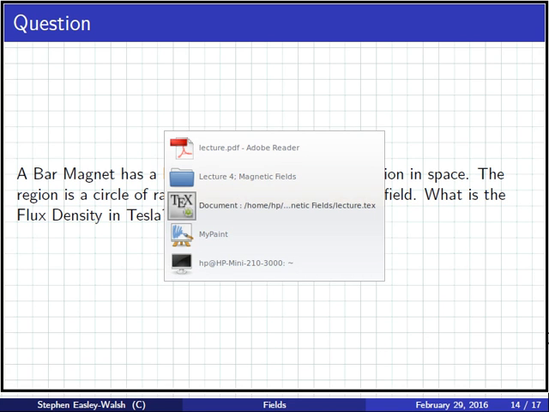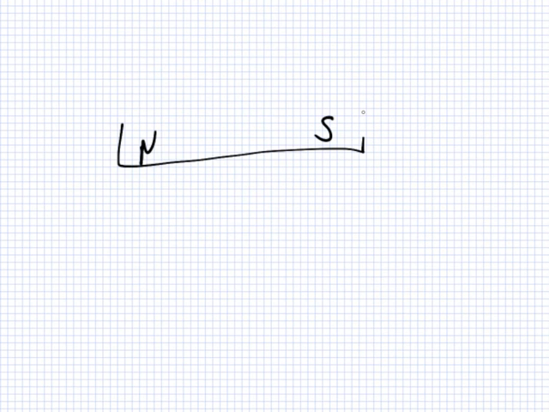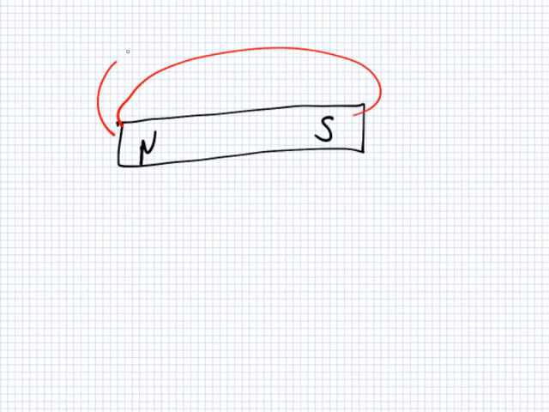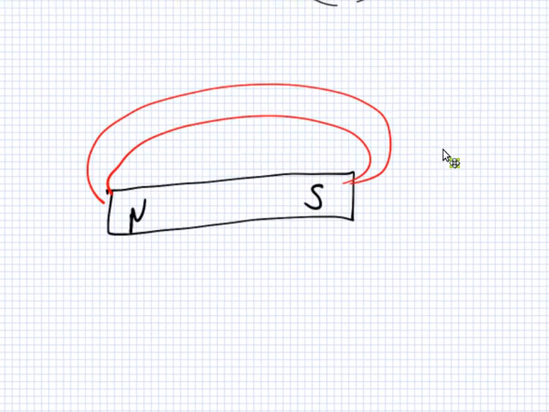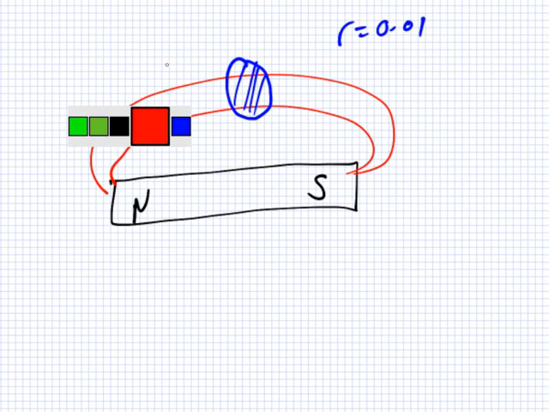Right. So not crazy difficult to get started. What you have is your magnet and you have your flux like this, flux line. And what I say in the question is there's a region of space which is a circle of radius 1 centimeter, and there's 2 Webers here.